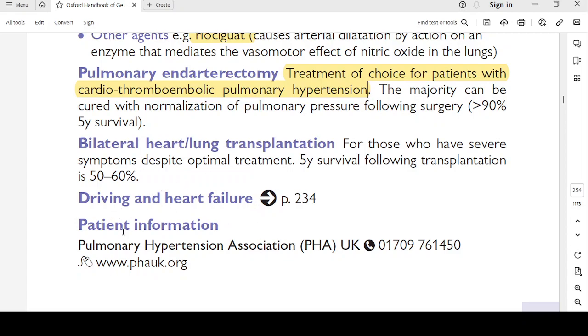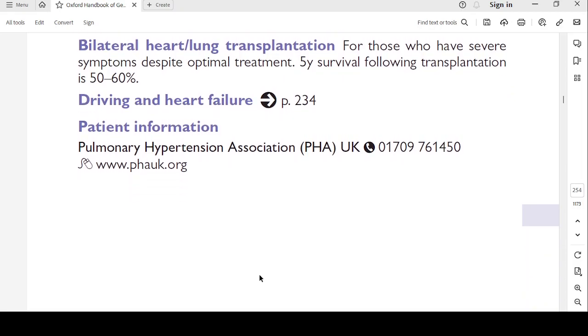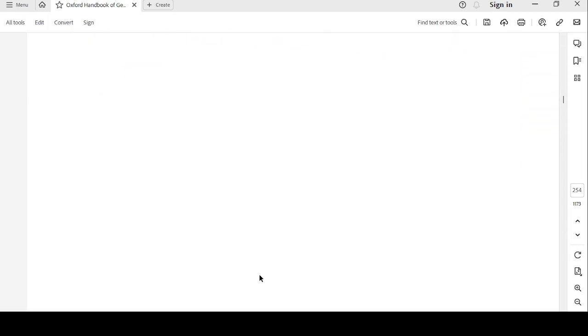Driving and heart failure. We have already read about driving and heart failure. For NYHA class 4, group 1 drivers, you have to stop driving and inform DVLA. For group 2 drivers, if it is NYHA class 1 and 2, you can drive, no need to inform DVLA. If ejection fraction is more than 40%, you can drive. But if ejection fraction is less than 40% or NYHA grade 3 and 4 in group 2 drivers, you have to stop driving and inform DVLA.